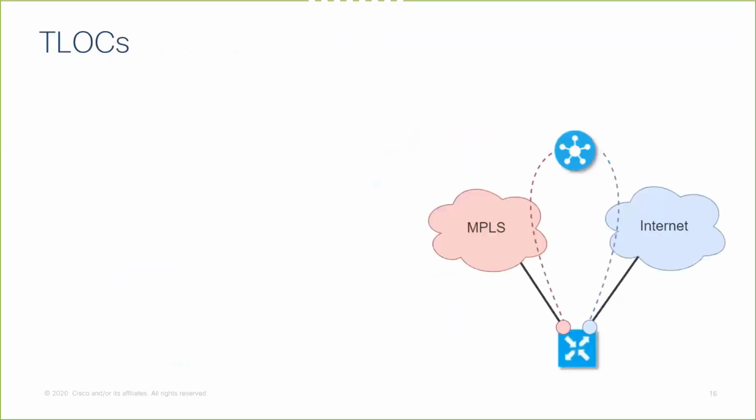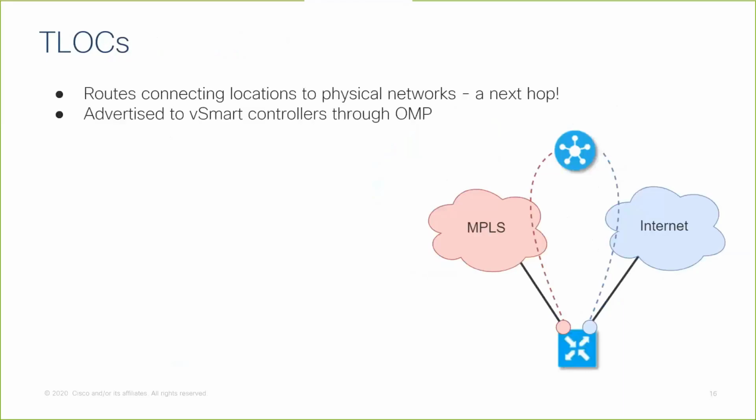Okay, so which kind of routes can we have? The first type of route that we would use, or we will hear a lot, are the TLOCs. The TLOCs are routes connecting to physical locations. They are simply your next hop. And as any control plane information that we will have in the network, it will be advertised to vSmart. Using what? Using OMP, our overlay management protocol.